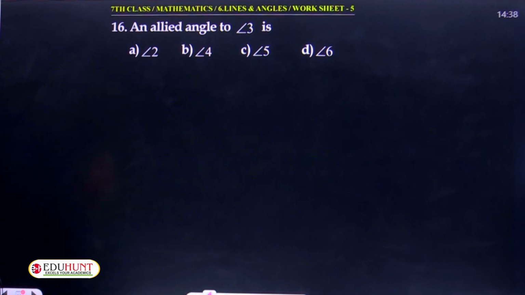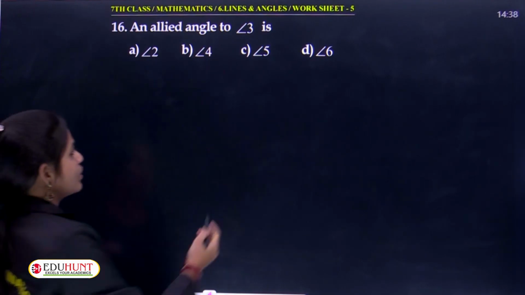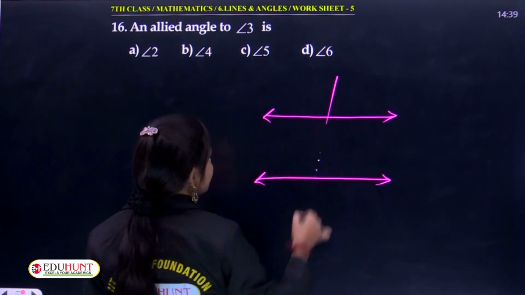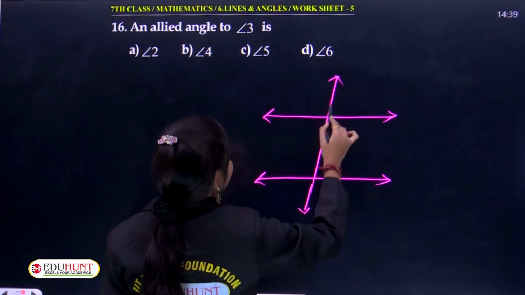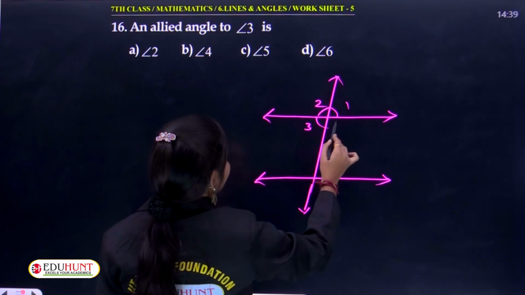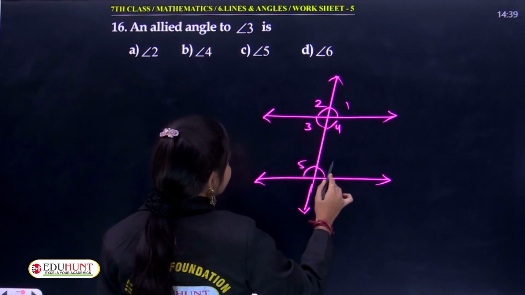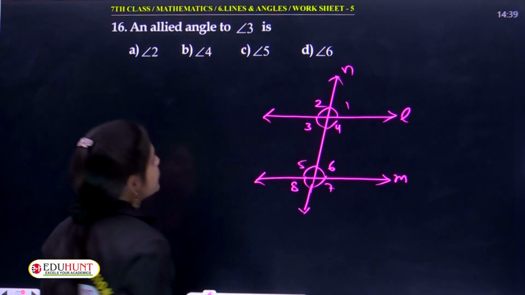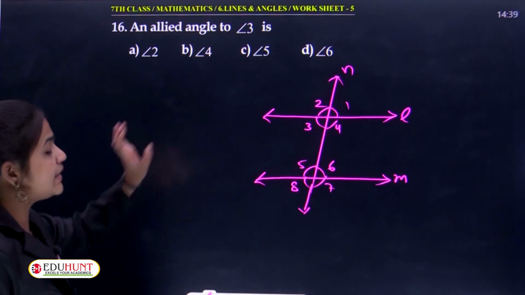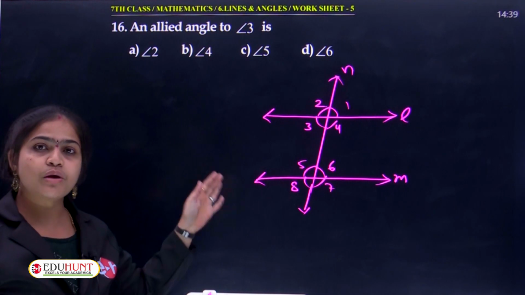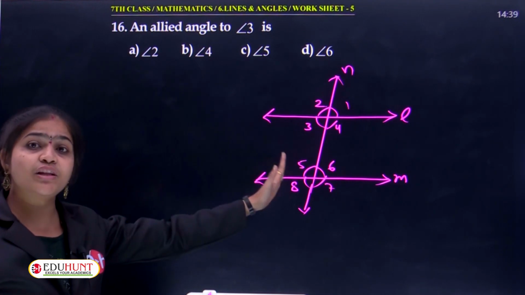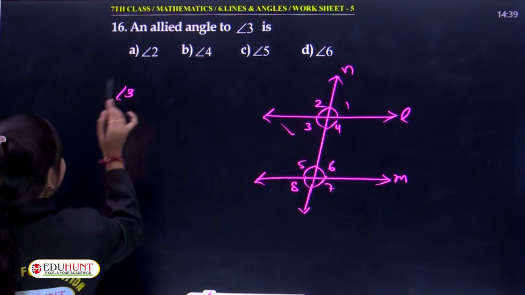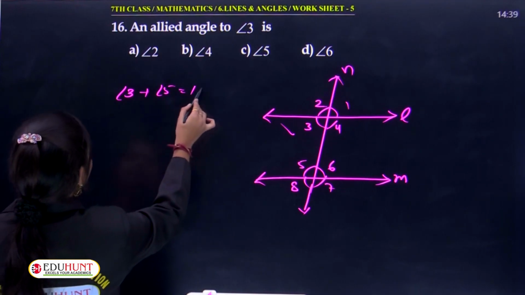Next, an allied angle to angle 3. Same diagram. Actually, that one was given on the previous page, no? So the same diagram I am drawing here. See that? 1, 2, 3, 4, 5, 6, 7, 8. L is parallel to M, N is a transversal. Allied angle to angle 3. Those two angles lie inside the lines, and on the same side of the transversal. Angle 3 is already given, so angle 3's allied angle is angle 5 only, no?